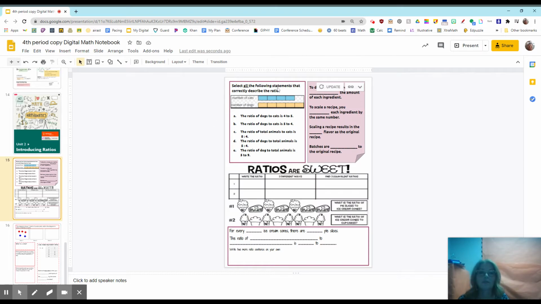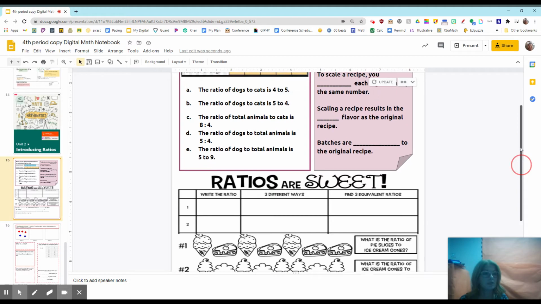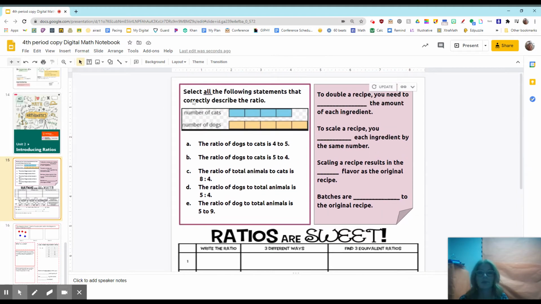The first part, select all the following statements that can correctly describe a ratio. Remember, as you go through the video, pause it to get yourself caught up. All means there's going to be 2 answers for sure and maybe more. It's important that you read the sentences carefully. The ratio of dogs to cats is 4 to 5.